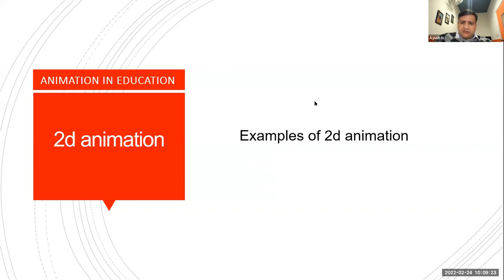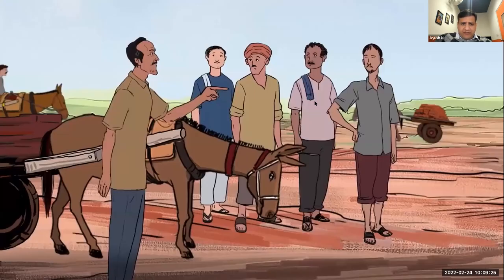Examples of 2D animation we saw, there was this. Now here, you might say that there is actually some depth also, because this cart is so much away from this donkey. So there's actually a depth. But if you look at it carefully, this is only an illusion of depth. This cart, everything is actually on the same plane. You see, everything is on the same plane.